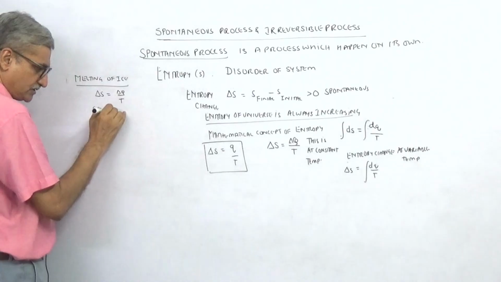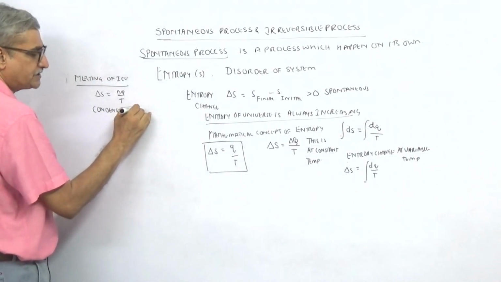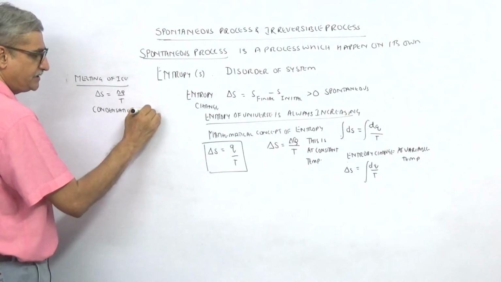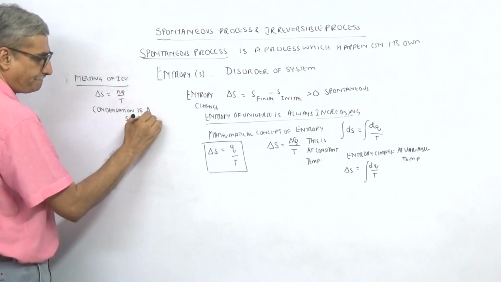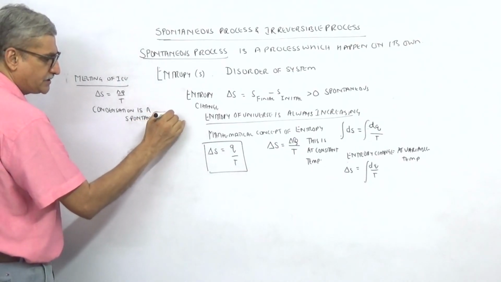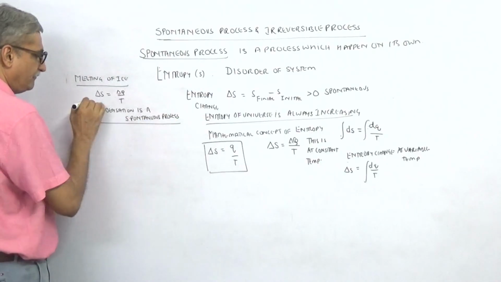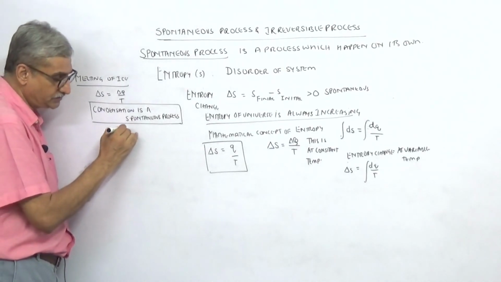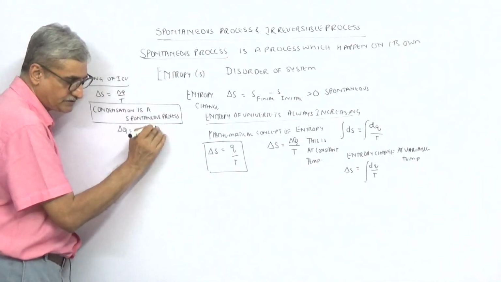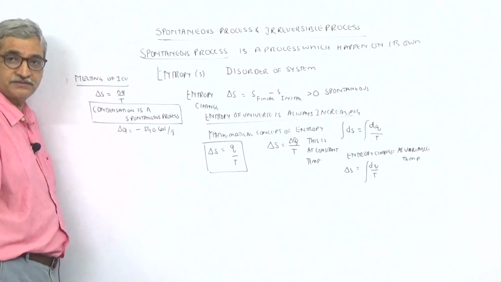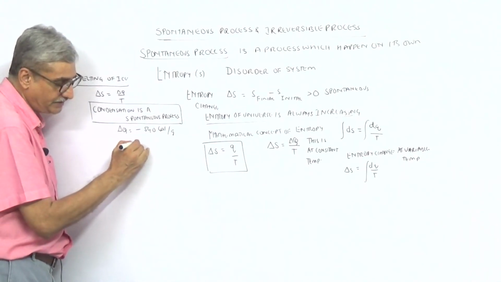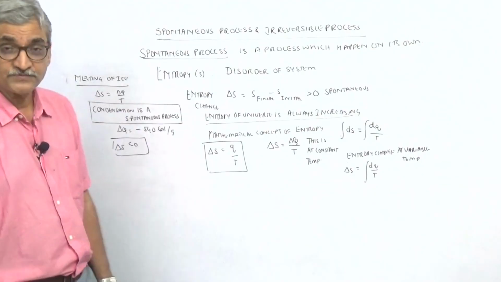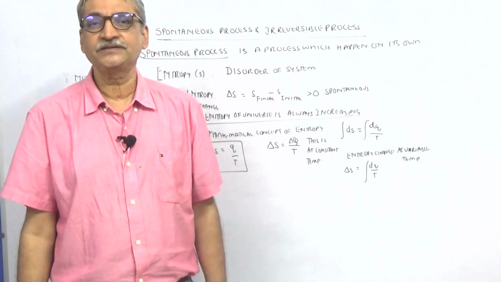But condensation is a spontaneous process. When we talk of condensation as a spontaneous process, in condensation what is the delta Q? It is minus 540 calories per gram, the heat released at constant temperature. So here if you technically look, delta S will be negative, less than 0. We expect it to be non-spontaneous. So the scientists realized that something is wrong.